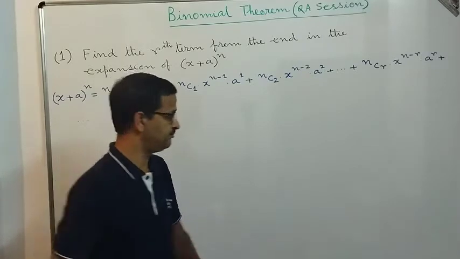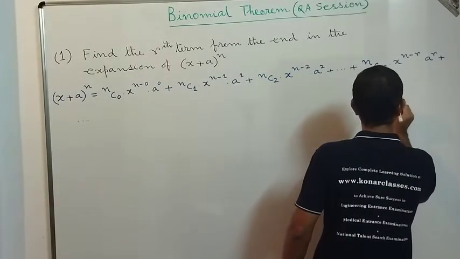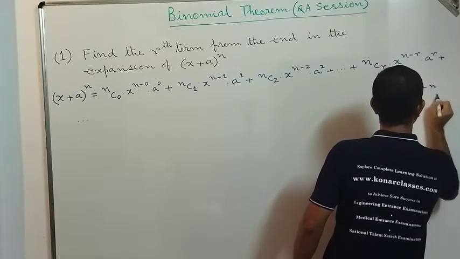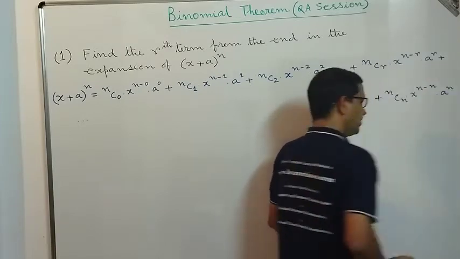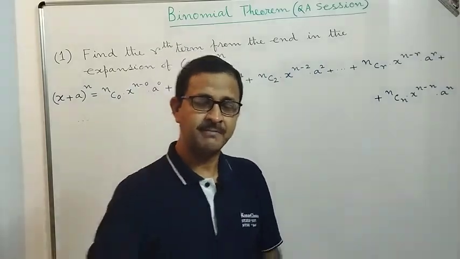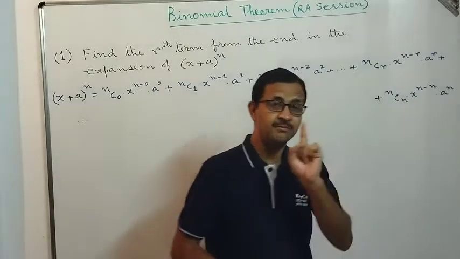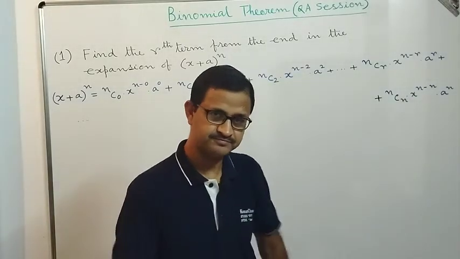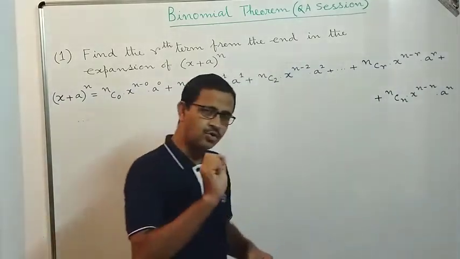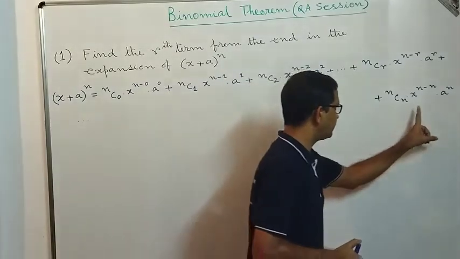Okay, so what will be the last term? If you recall, the last term is nCn into x to the power n minus n into a to the power n. When we say last term in general, that is last term from the beginning. But in this question, that last term from the beginning is nothing but the first term from the end. Correct? So now let us find a pattern first, that how to derive the rth term from the end. So this is the first term from the end.